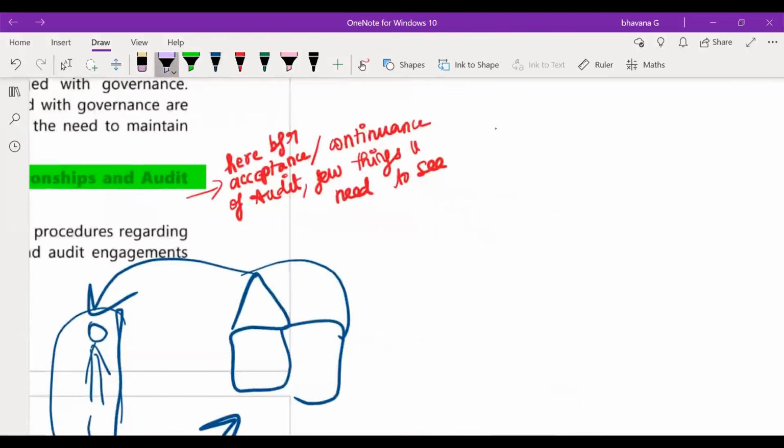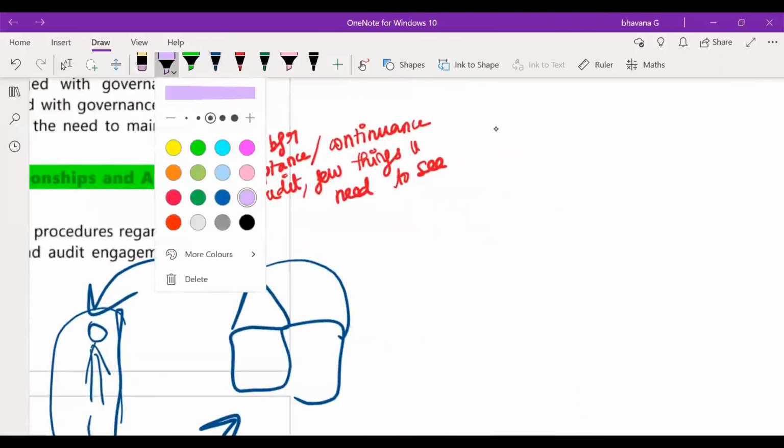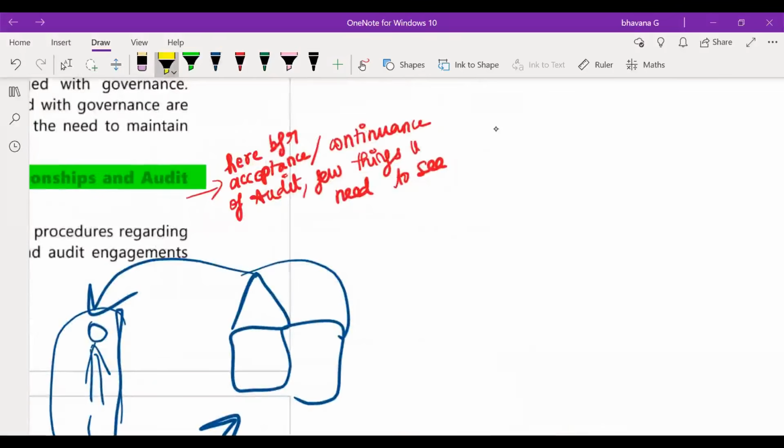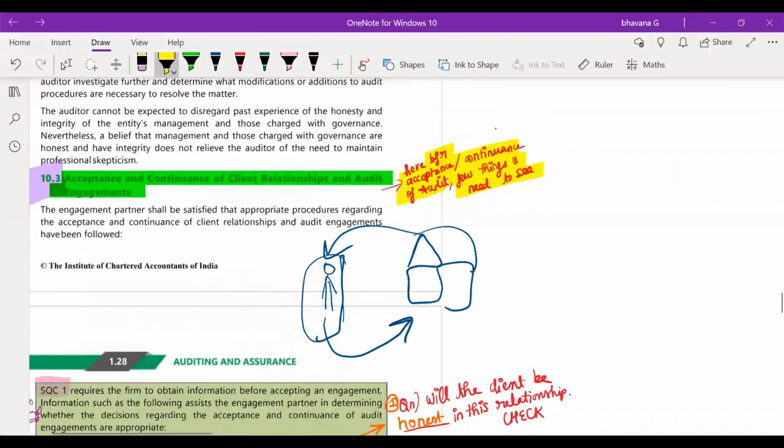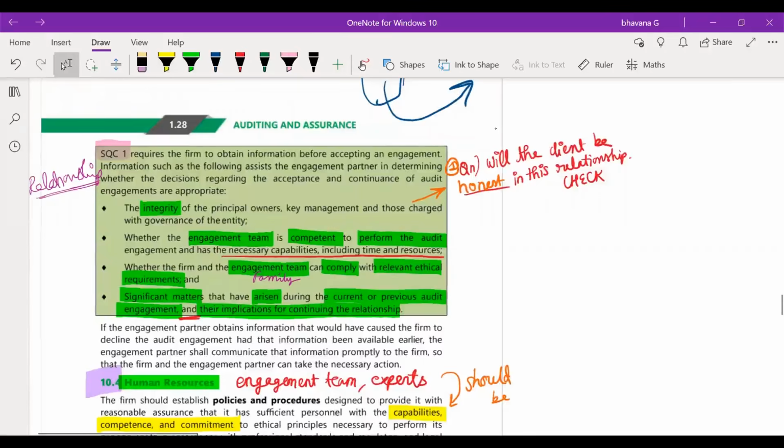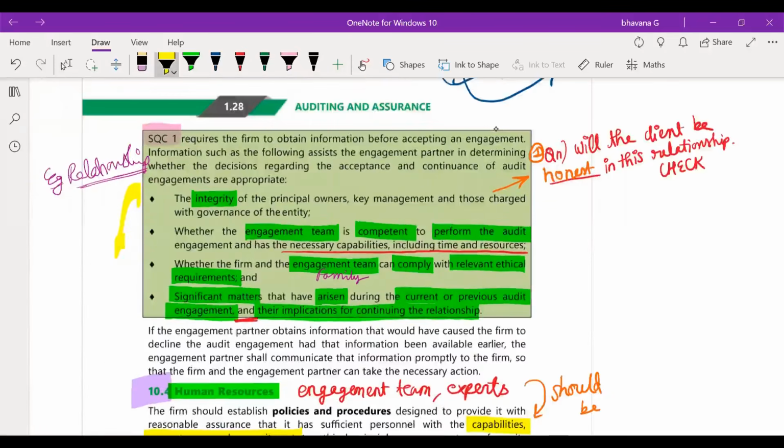So before you accept an audit, whether it is for the first time or the nth time, whenever you accept an audit or continue the audit of a company, there are a few things you have to check before you accept it. SQC1 tells you 4 points that you have to see if you want to accept or continue with the audit engagement. These are the 4 points we are going to see here.